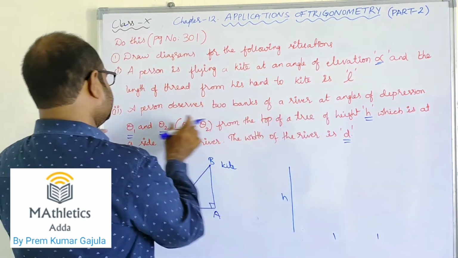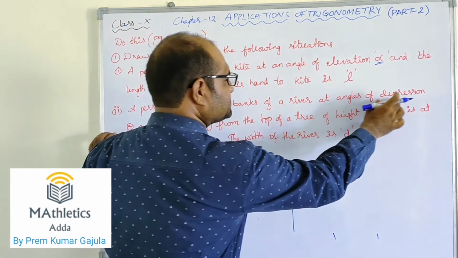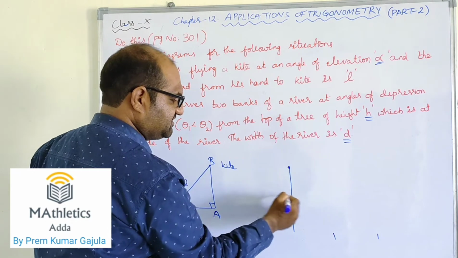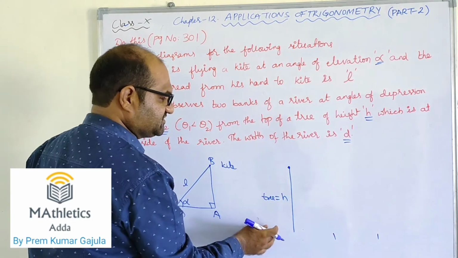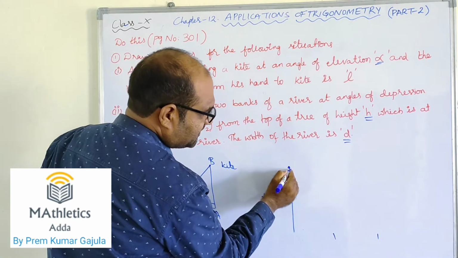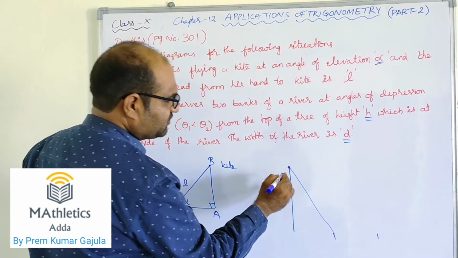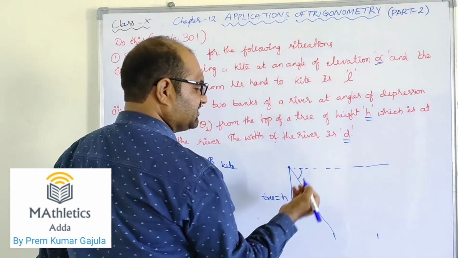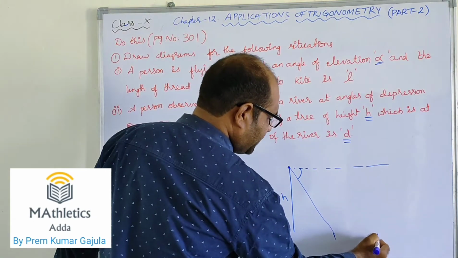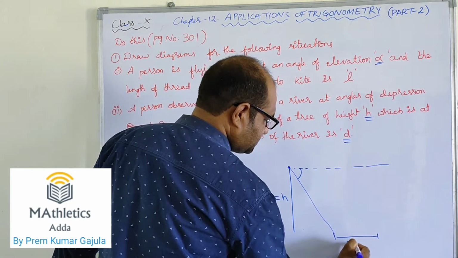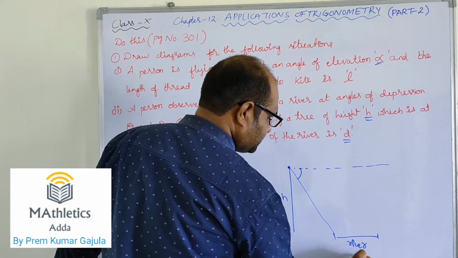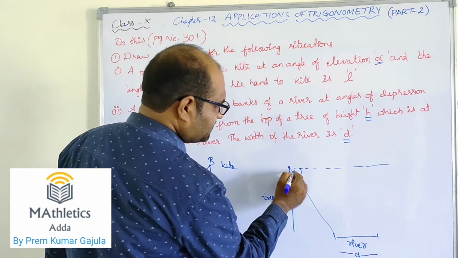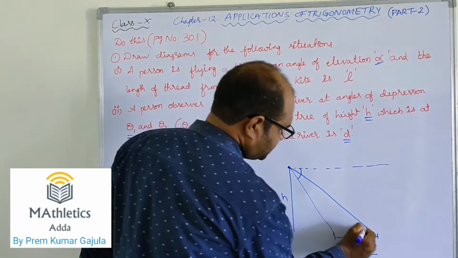So what is given? A person observes two banks of a river at angles of depression theta 1 and theta 2 from the top of a tree. He is observing from the top of a tree. This is the tree of height h, and he is observing two banks. So one he is observing like this in the downward direction, so you will get one angle of depression, and here one more bank is there. This is the river. What is the river's width? d is given, so write it as d. And one more angle of depression is this.